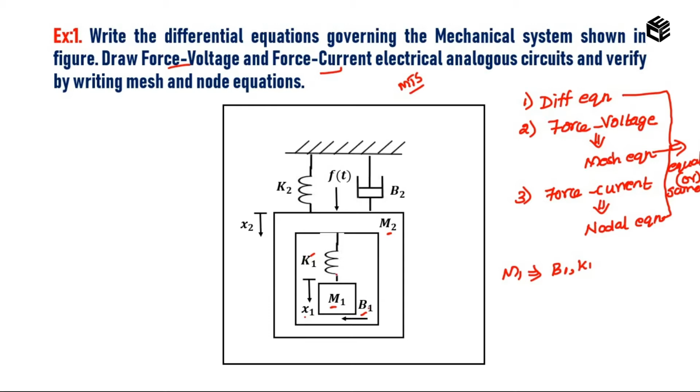But these two elements are common to M2. Why? Because M1 is situated inside M2. So the elements connected to M1 are also related to M2. So to M2, what are all the elements connected? We have two dashpots, B1 and B2, and two springs, K1 and K2. Along with this, we have the applied force F of T. Understood? Now let's start solving the problem.